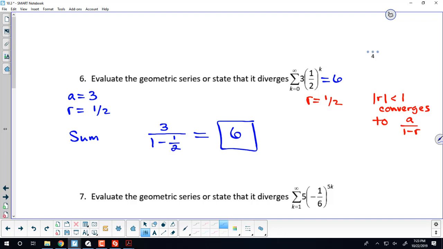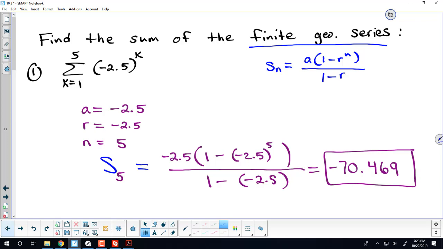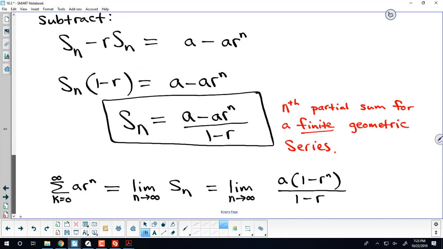Okay, so it seems pretty straightforward, at least in that example. How about example 7? What's R in example 7? Negative 1/6. What do y'all think? Yeah, to the power of 5. So if you go back to how the geometric series is presented, down here, where'd that go? Next page.